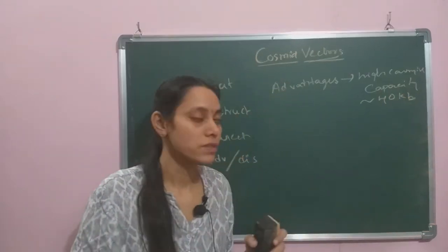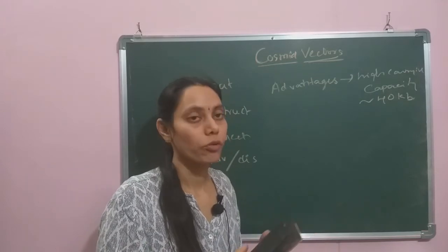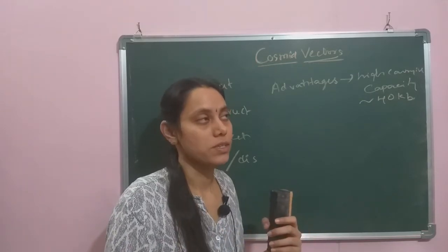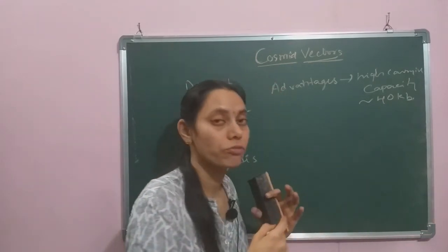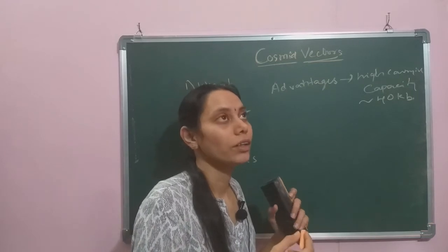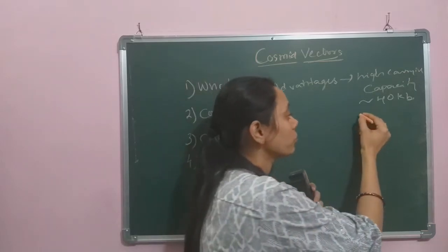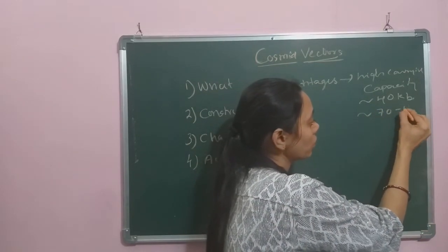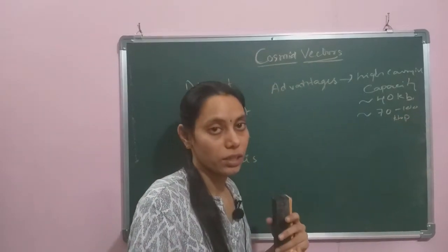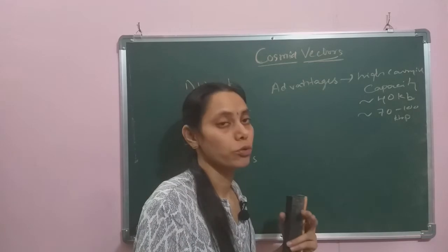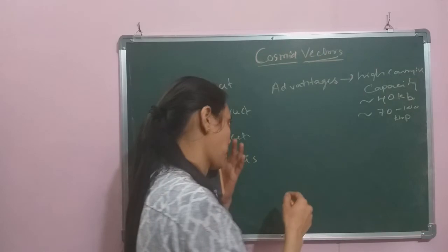If you want to insert DNA much larger than 40 kb, then we need to go for other cos sites. That means if you use the P1 system, P1 bacteriophage cos sites, then that increases the size of the gene of our interest much larger, even up to 70 to 100 kilobase pairs. Target DNA can be inserted if you use different cos sites like P1 cos sites.